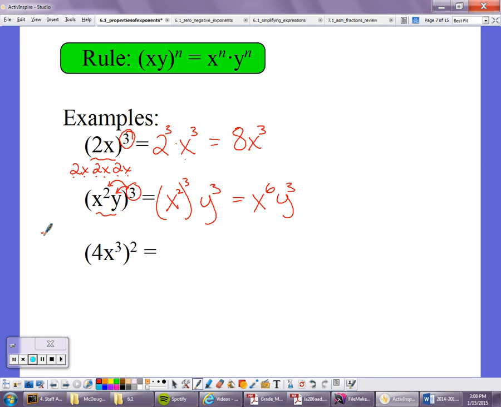All right, last case here, we can work with numbers just as well as we can work with variables, but we can do the same thing. We'll take this 2 that's on the outside, the second power, and apply it to each thing inside. Well, 4 to the second power, and it'll also give us x cubed to the second power. Again, I'm going to use the parentheses. 4 squared is 16, and x cubed squared, same thing, power of a power. 3 times 2 is 6, so we get 16x to the sixth. All right, so that's our rule. Power of a product, xy to the n power equals x to the n times y to the n.